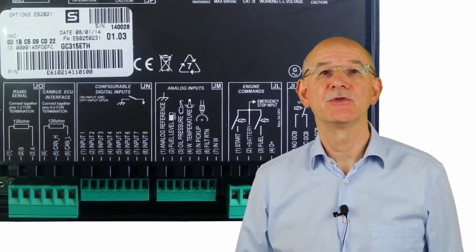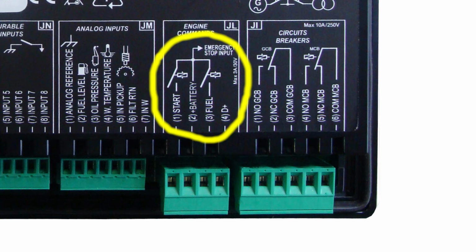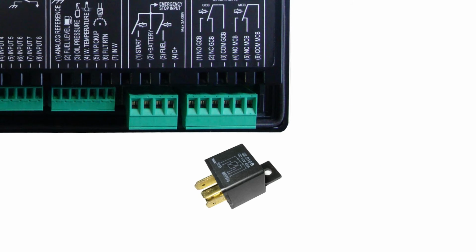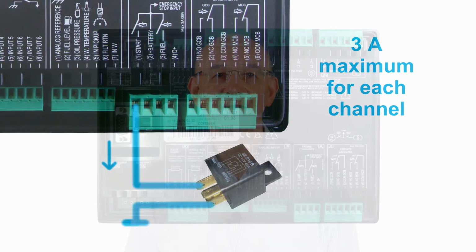2 relay outputs, predefined for engine interface, are available by means of terminals JL1 and JL3. These outputs source positive voltage when active. They can source up to 3 A each. They are predefined for the starter motor and the fuel valve.